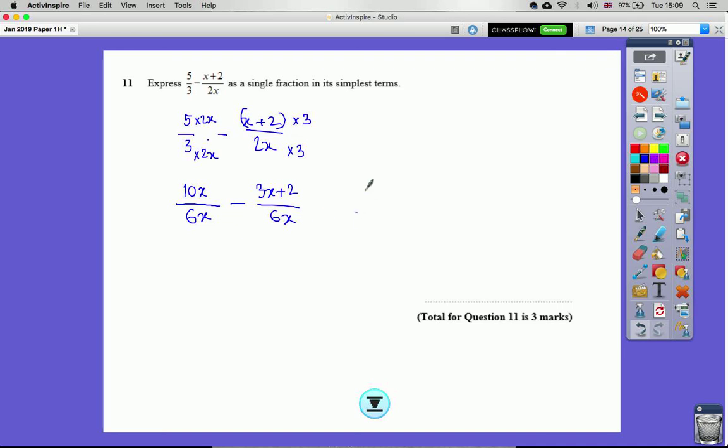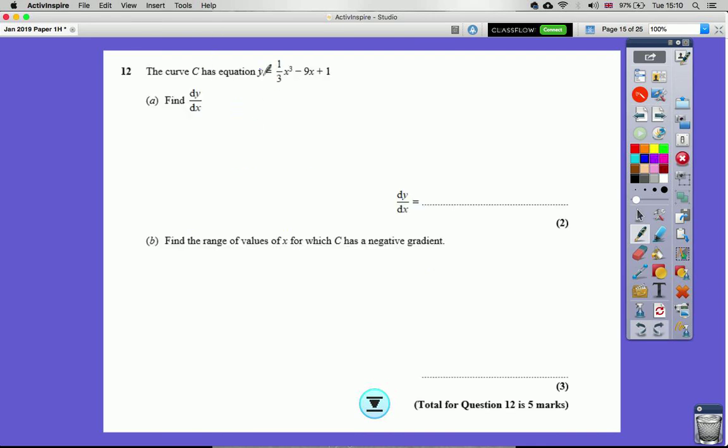So when I subtract, I'm going to do 10x minus 3x, sorry, that would be 3x plus 6. So when I subtract, I will get 10x minus 3x minus 6, because this minus and plus will turn that into a negative, all over 6x. Final answer, 7x minus 6 over 6x. Let's move on to the next question.